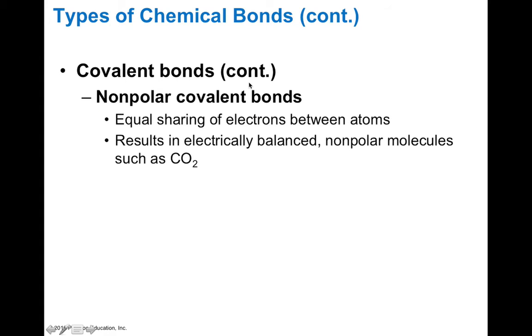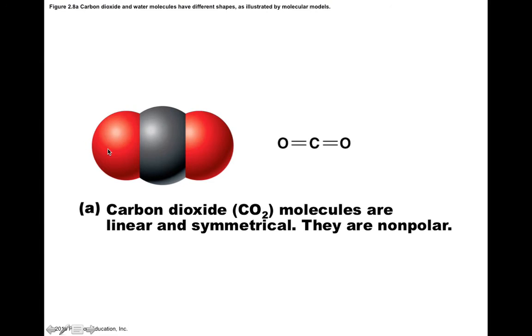Now, covalent bonds can be either nonpolar or polar. If they're nonpolar, there's equal sharing of electrons, which results in an electrically balanced molecule that we say is nonpolar because there aren't opposite poles of electrons. Carbon dioxide is a classic example of a nonpolar molecule. We have oxygen, carbon, oxygen, and because of this linear arrangement, there's a pretty equal distribution of electrons around the molecule. Because there aren't more electrons at one end than another, it's electrically balanced, there aren't separations of charge, and therefore it's nonpolar in the sense that it has no poles.